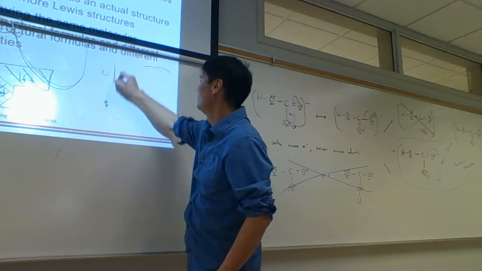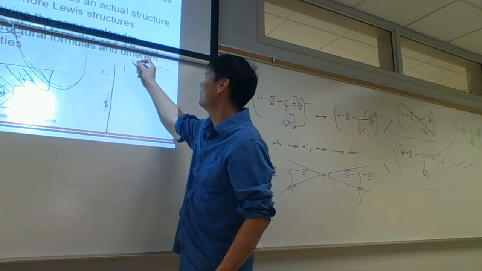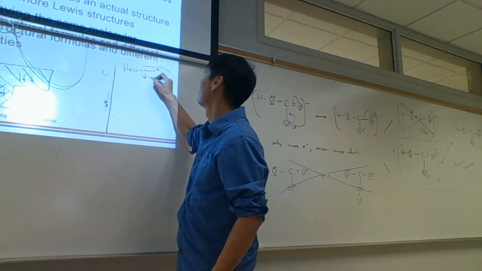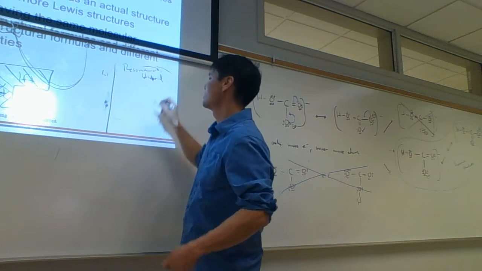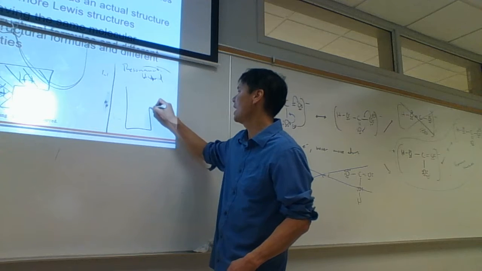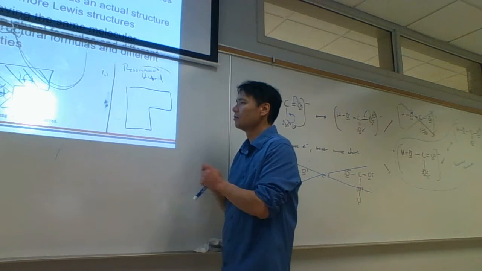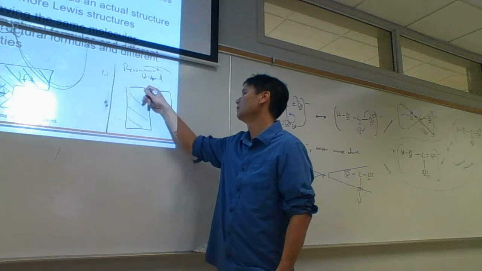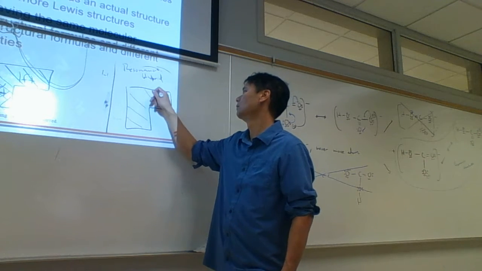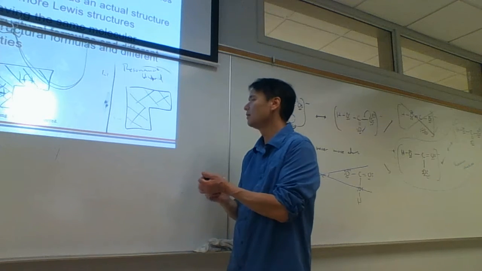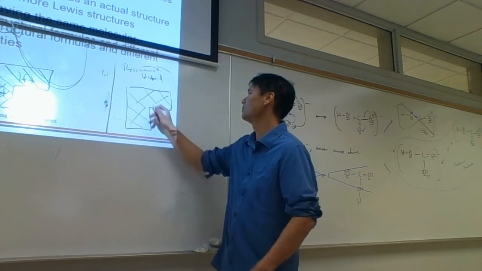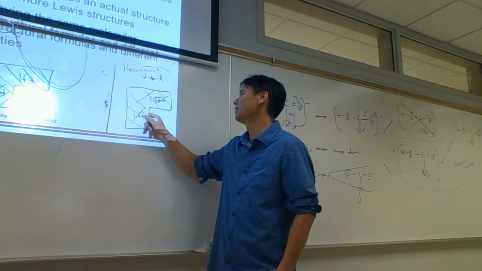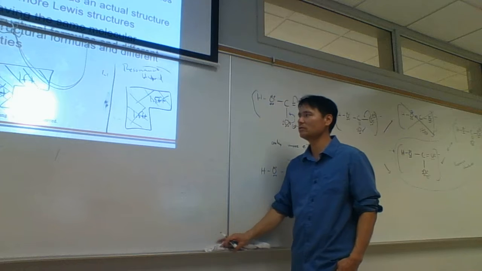What we call this is the resonance hybrid. The resonance hybrid is an average, and the resonance hybrid is going to be the actual structure. And so the actual structure is going to look like this. Rather than having 1 foot and 2 feet and 2 feet and 1 foot, I'm going to have 1.5 feet of water. This will be 1.5 feet. This will be 1.5 feet.